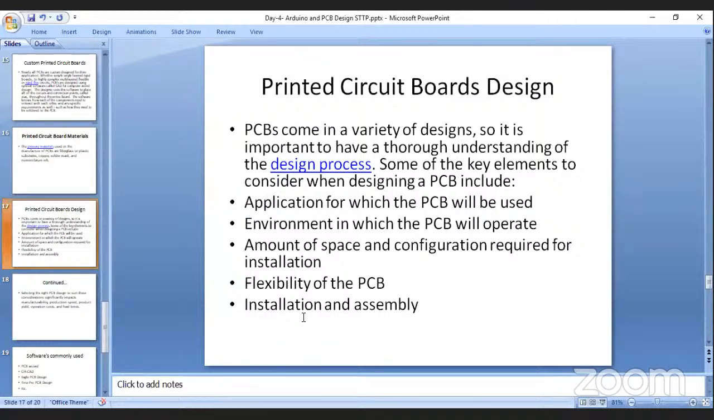It's not like I want to design a PCB, so I start using the software, make some layout, and fabricate it. It won't work. For any process, whenever you want to carry out something, you have to carry out certain design aspects of that, right?